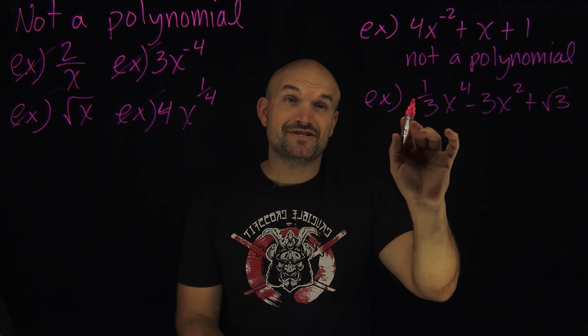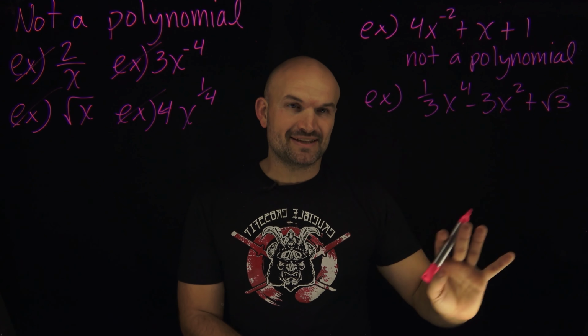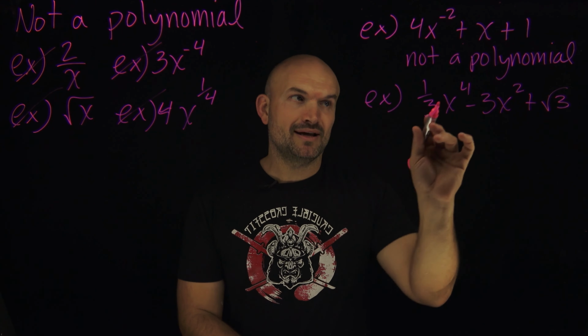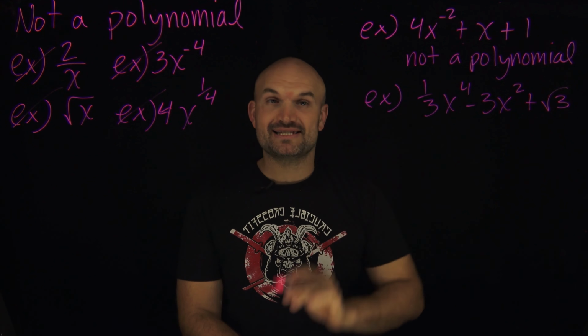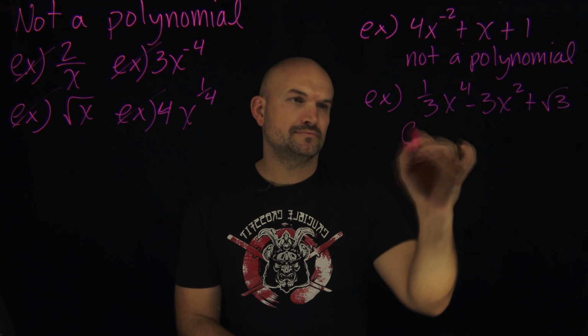Now, in this case, we have a fraction, but again, no variables in the denominator, so that's good. We have a square root, but again, it's nothing dealing with the variable, so that is good. So you can see here we have three terms, so it's a trinomial, and the highest power, right, in this case, is going to be a 4. So therefore, this is called a quartic trinomial.